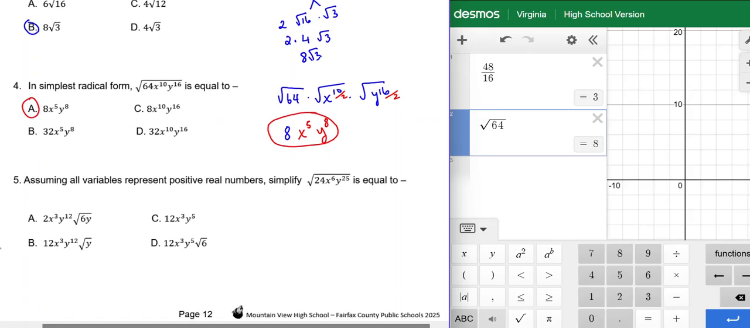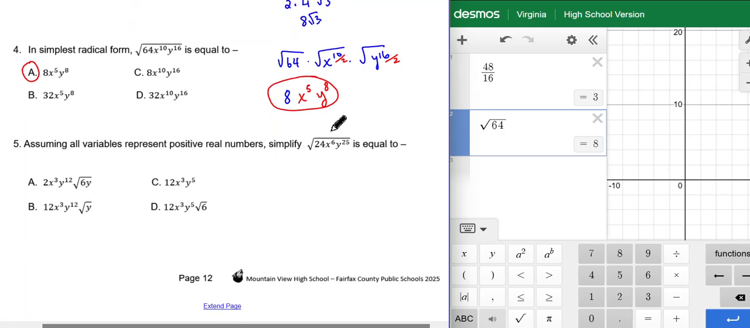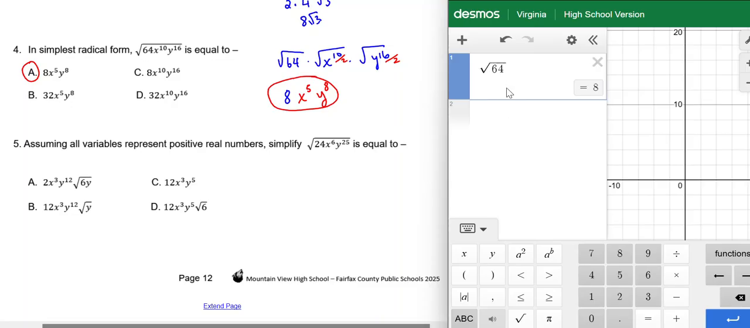Okay? And then here, it gets a little bit more complicated because first of all, square root of 24 is not a perfect square, so I'm going to have to first simplify that, and then I'm going to simplify this. Let me go ahead and break this down.